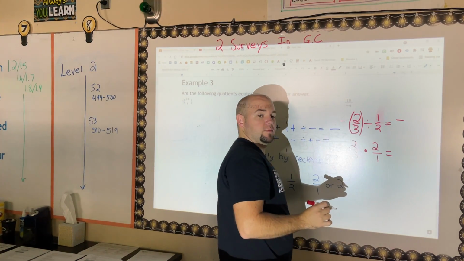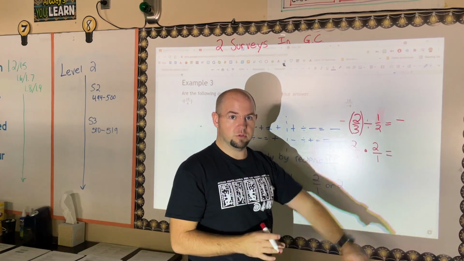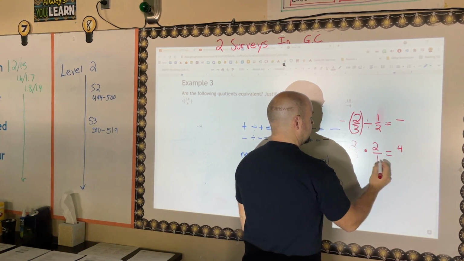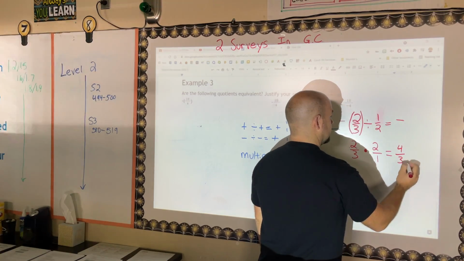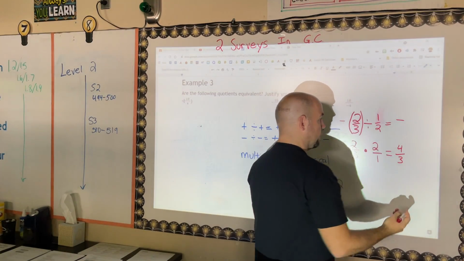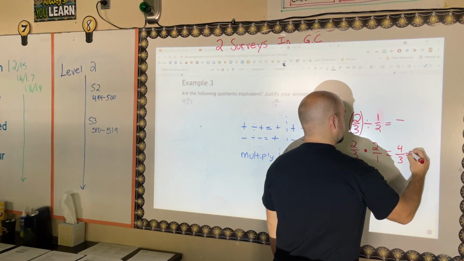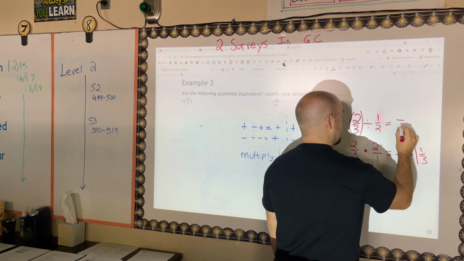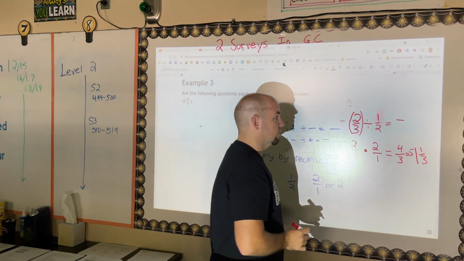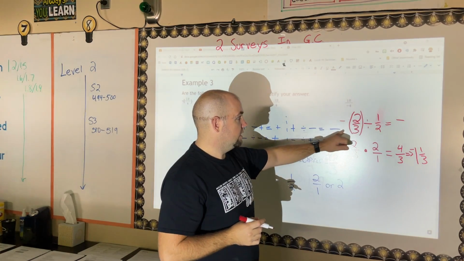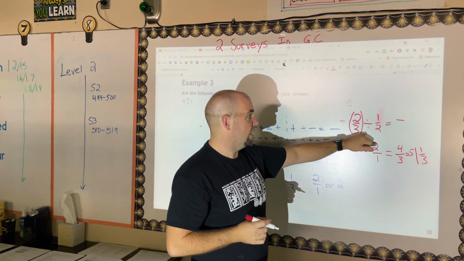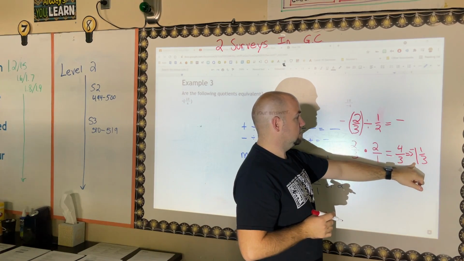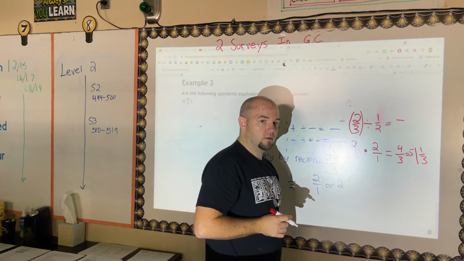And then the way you multiply your fractions, again, go straight across. 2 times 2 is 4. 3 times 1 is 3. So this comes out to be 4/3, which equivalent is 1 1/3. And our answer was negative. So a negative 2/3 divided by 1/2 is negative 1 1/3.